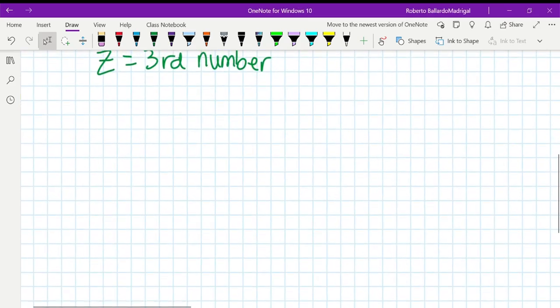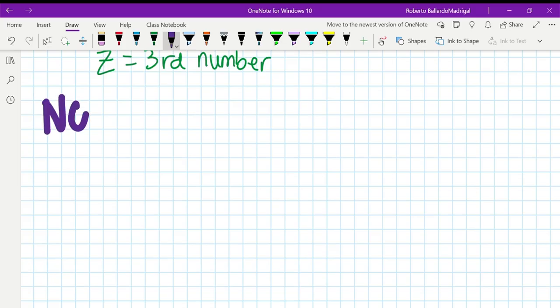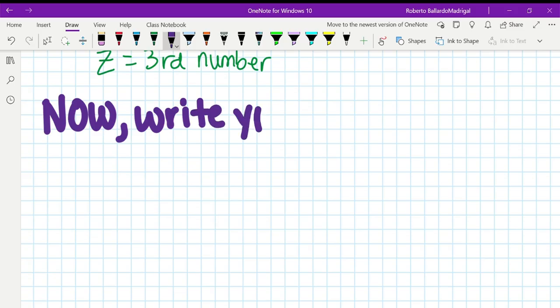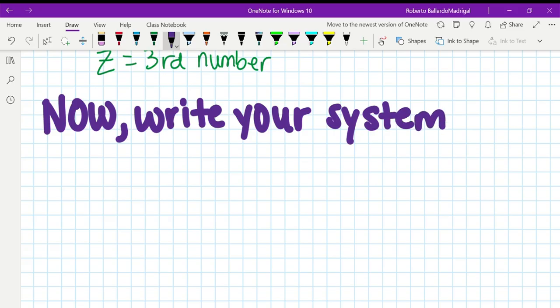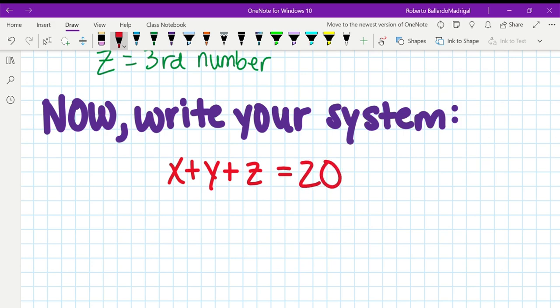Now write your system. And so our system had the following. It had x plus y plus z equals 20. That was the first equation we came up with. X plus y plus z equals 20. And then we came up with negative x plus y plus z equals 0.